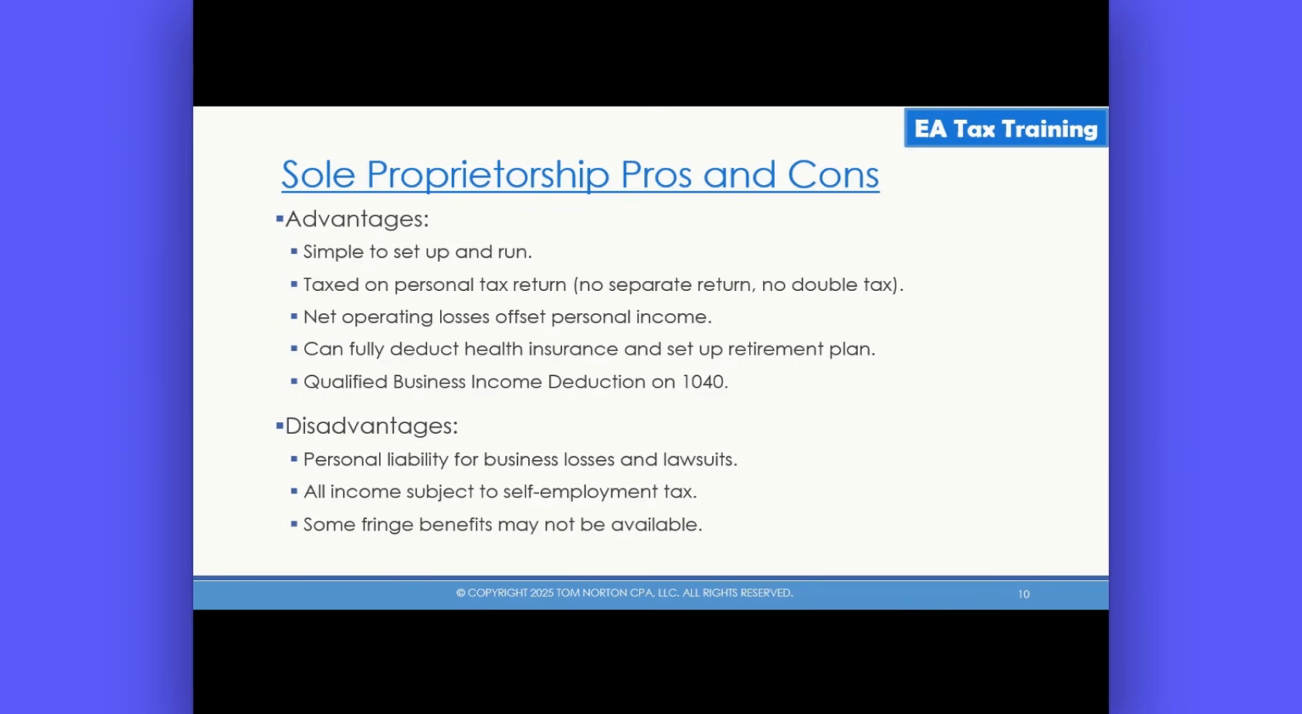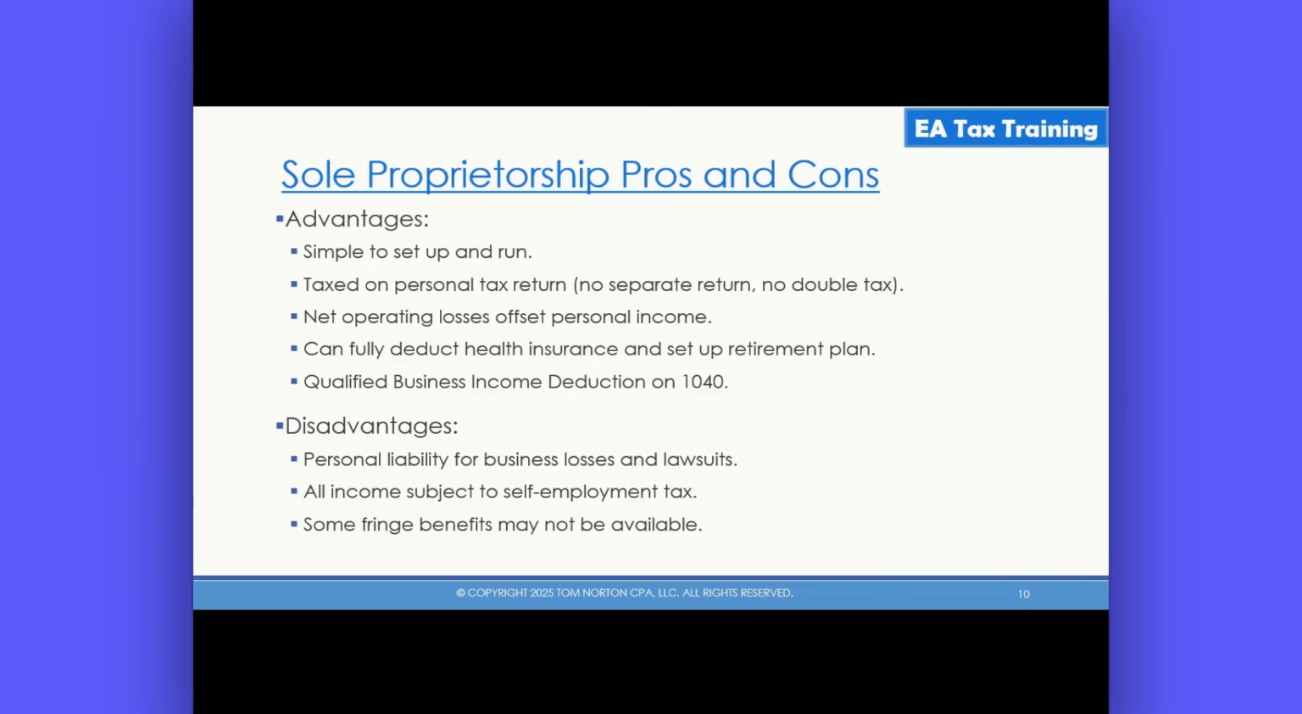So what are the pros and cons, or advantages and disadvantages, of having a sole proprietorship? Well, the advantages are they are simple to set up and run. They are taxed on your personal tax return, so there's no separate tax return. There's no double taxation that we'll talk about with a C corporation.